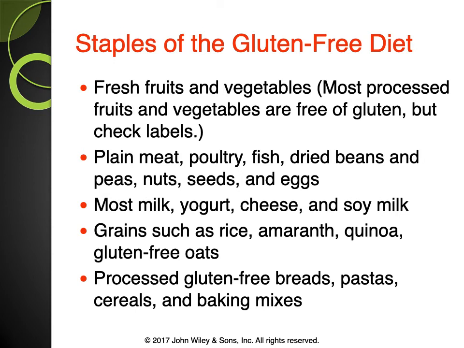Staples of the gluten-free diet: fresh fruit and vegetables, plain meat, poultry, fish, dried beans, peas, nuts, seeds, and eggs, most milk, yogurt, cheese, and soy milk, grains such as rice, amaranth, quinoa, and then gluten-free oats, processed gluten-free breads, pastas, cereals, and baking mixes, as long as they are distinctly labeled as gluten-free. So this is something to come back to as you're working on your group project, because there is a section where it asks about gluten-free and vegan.